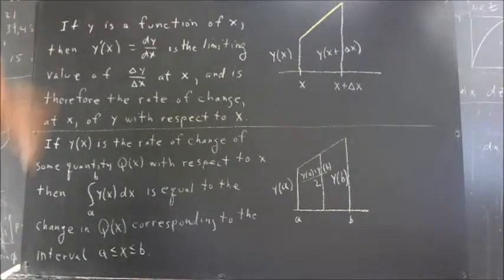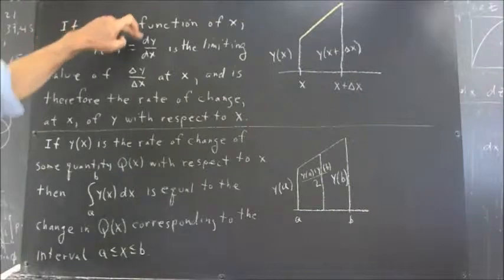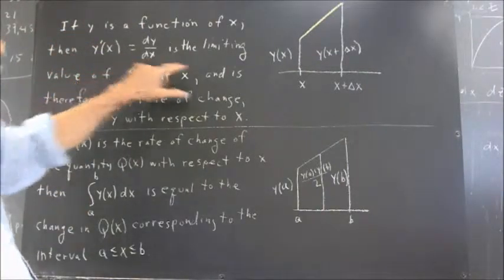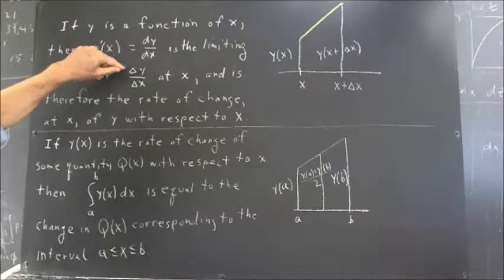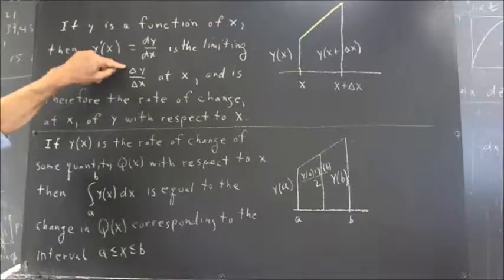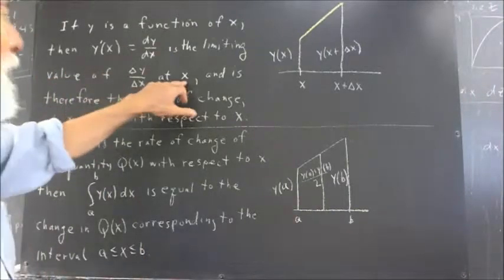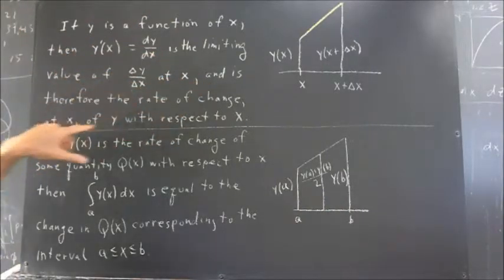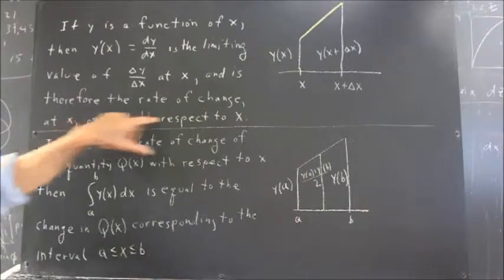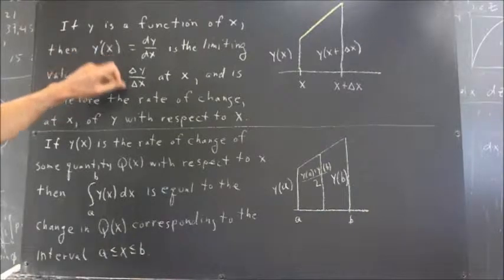Here's two things you need to know. This is the fundamental of calculus. If y is a function of x, then y prime of x, which we can also denote dy/dx, is defined as the limiting value of delta y over delta x, delta y being a finite change in y, delta x being a finite change in x at some value x. And this is therefore the rate of change at x of y with respect to x. Okay, because this is change in y over change in x. This is an average rate of change of y with respect to x.